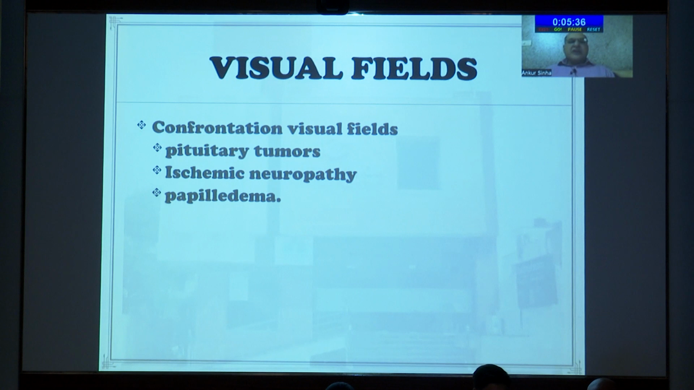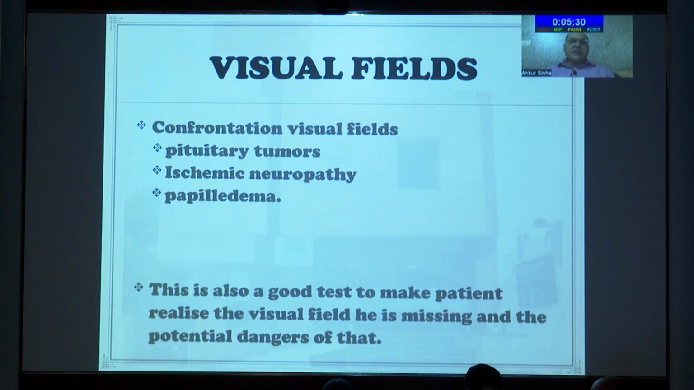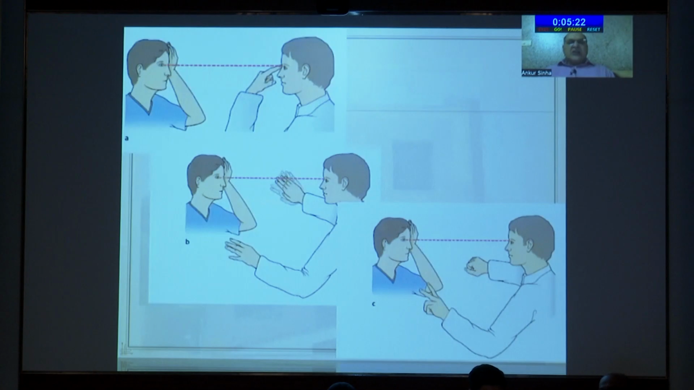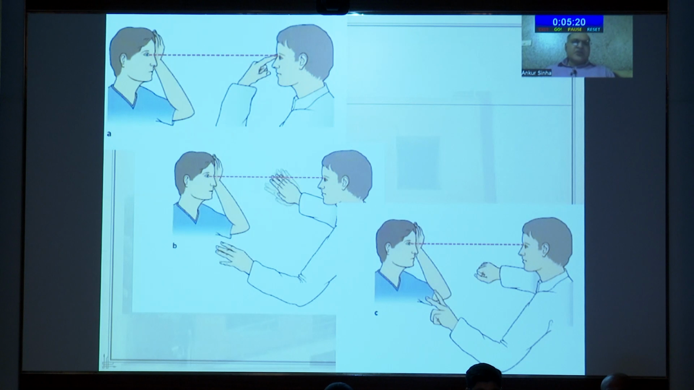Now, confrontation visual fields can be done at the bedside, and they are helpful in detecting pituitary tumors, ischemic neuropathies, and papilledemas. This is also a good test to make the patient realize what he is missing and what the potential dangers of the neuro-ophthalmology disorders we are thinking of are. Now, this is a photograph showing how the confrontation visual field is to be done.